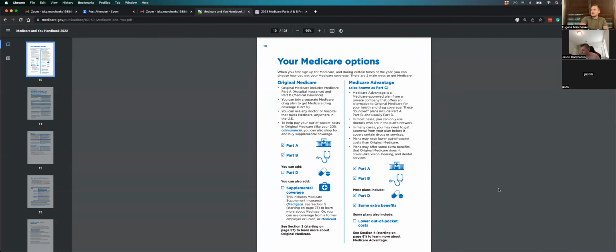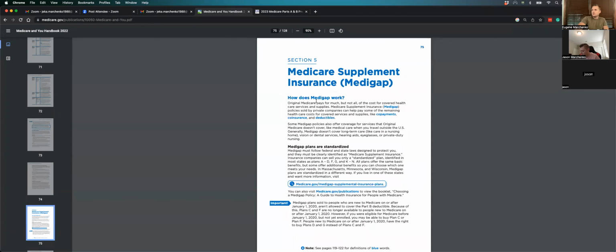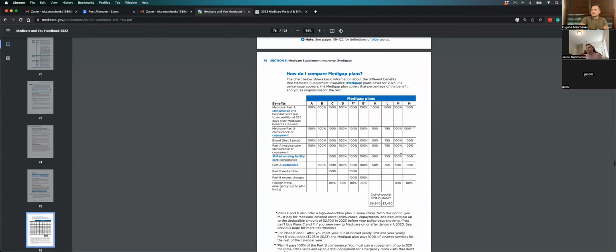And so page 75 talks about the 10 different Medicare supplements. These are all secondary benefits to original Medicare. They supplement, right? They help pay in addition to Medicare, which we'll talk about here in a bit.